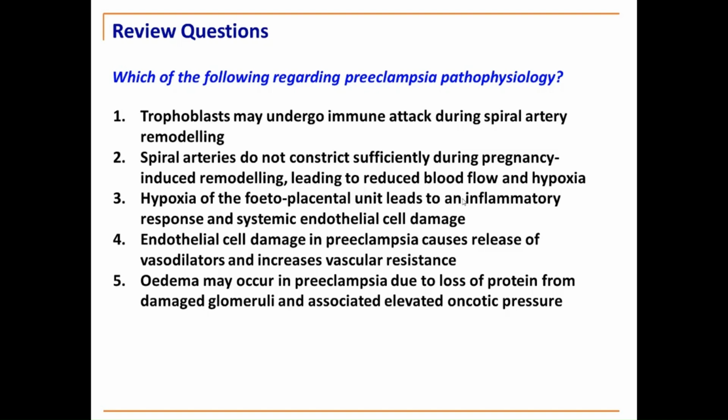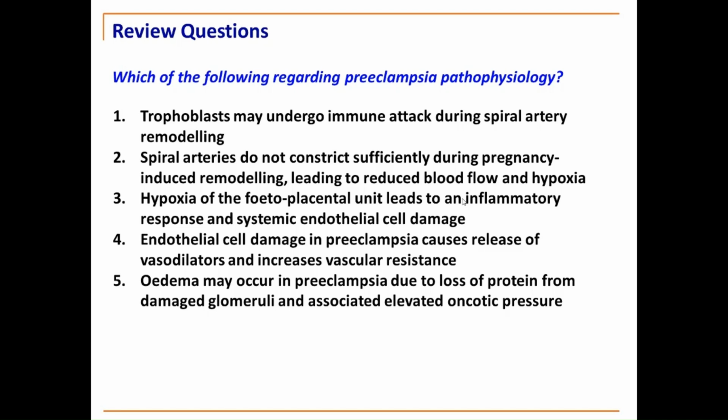Number 1, trophoblasts may undergo immune attack during spiral artery remodeling. That is correct. That's the immune rejection hypothesis. Number 2, spiral arteries do not constrict sufficiently during pregnancy-induced remodeling, leading to reduced blood flow and hypoxia. That's incorrect. The spiral arteries do not dilate sufficiently. They're constricted too much, and that is what's leading to reduced blood flow, hypoxia, reactive oxygen species, etc.